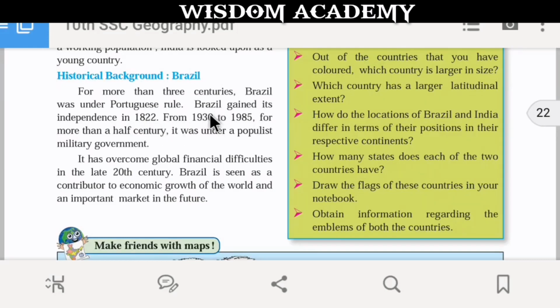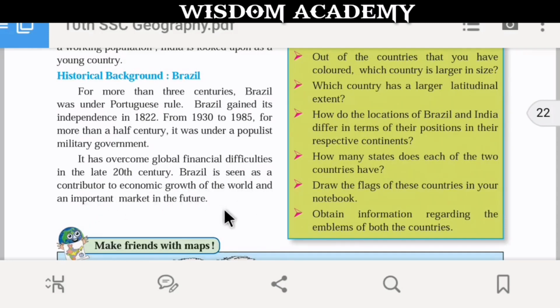From 1930 to 1985, Brazil was having military rule. For more than half century, it was under populist military government. वहाँ military का rule था. It has overcome global financial difficulties in late 20th century. Brazil is seen as the contributor of economic growth, world and important market in the future.